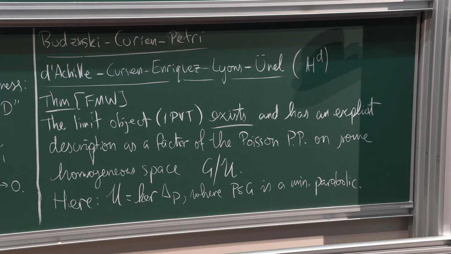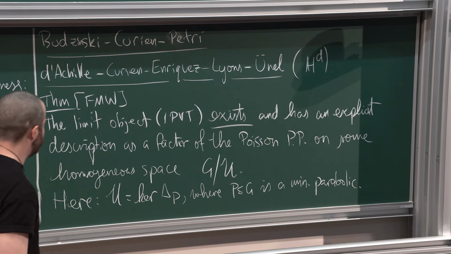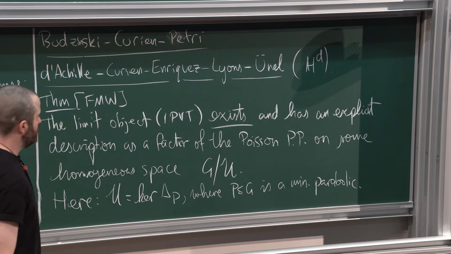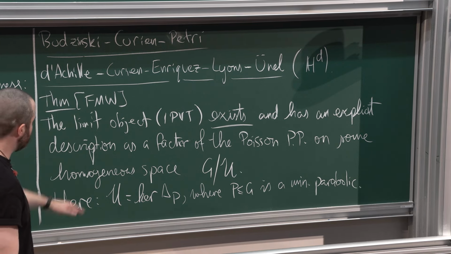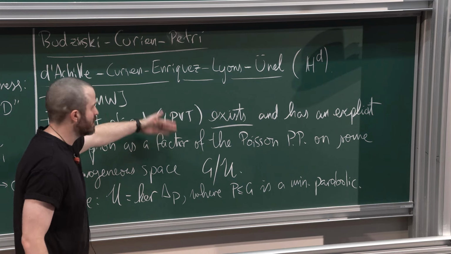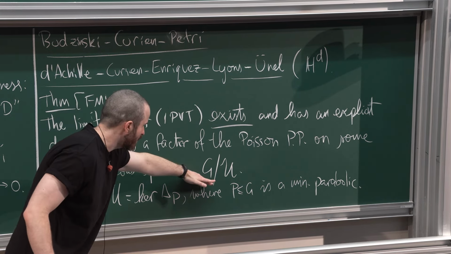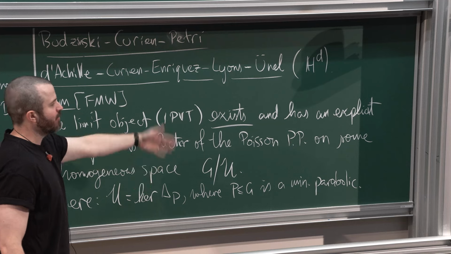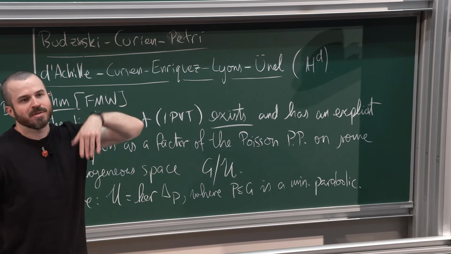Okay. By factor, you mean weak factor? No, I mean factor. The IPVT itself is a factor of the Poisson process on here, and therefore it's a weak factor of the Poisson point process on G itself.